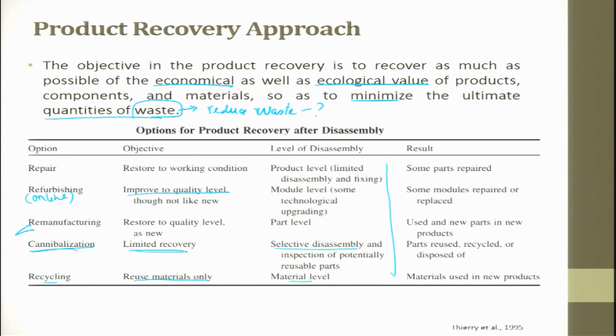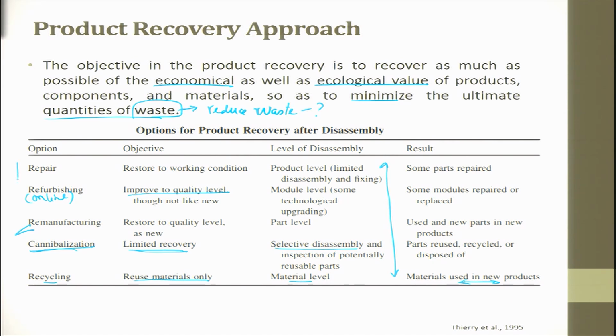Look at the levels, how it goes. Recycling works on material level. Materials used in new products. For example, we take a plastic bottle, shred it, we go back to the pellet form, and then you can make one more bottle. So, that is shredding and making one more bottle.